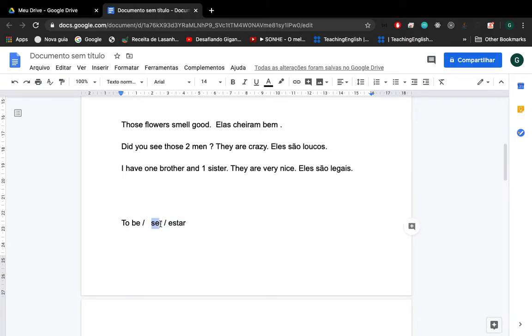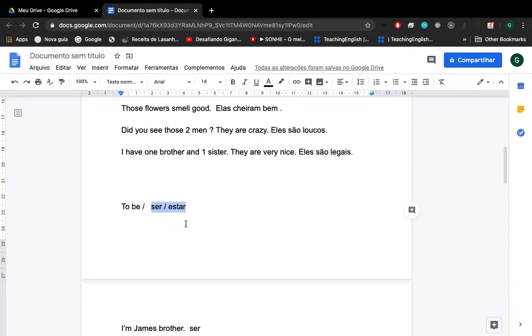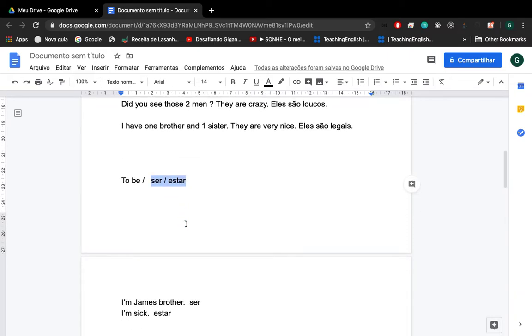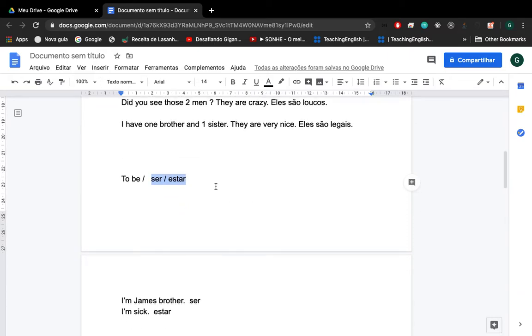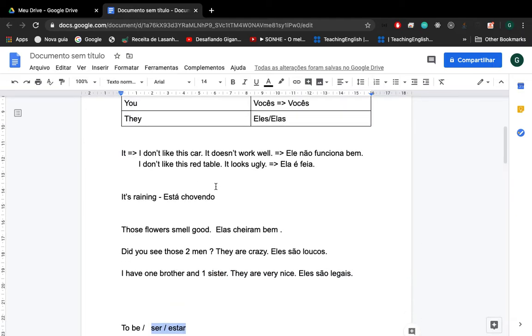Wait, does it have two different meanings in Portuguese? Yes. Again, how I'm gonna be able to tell? By the context of the sentence, guys. Okay, we're gonna take a look at that now.